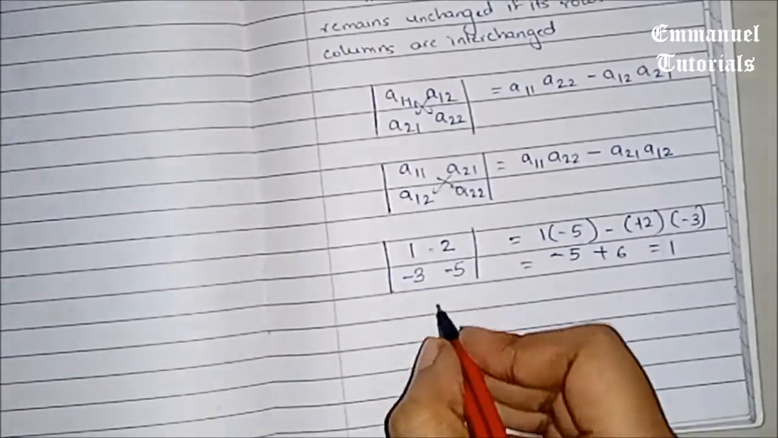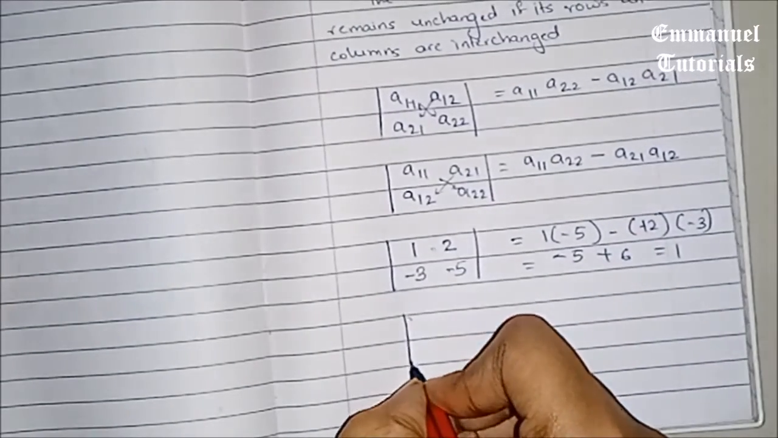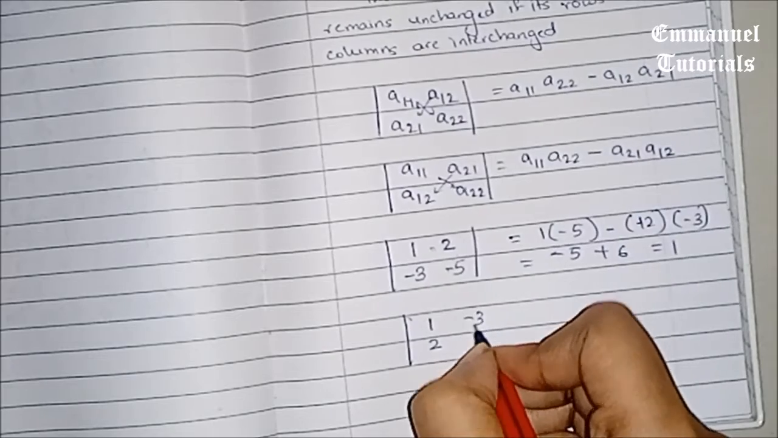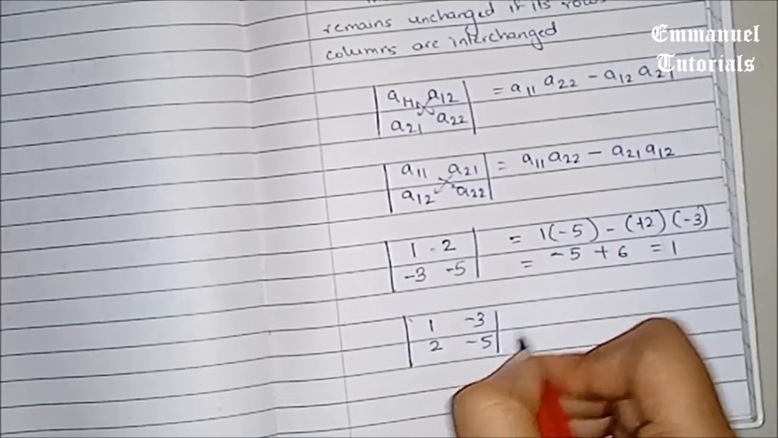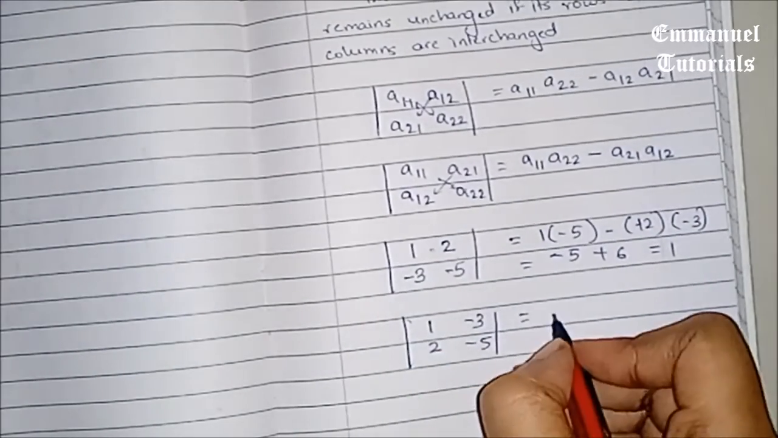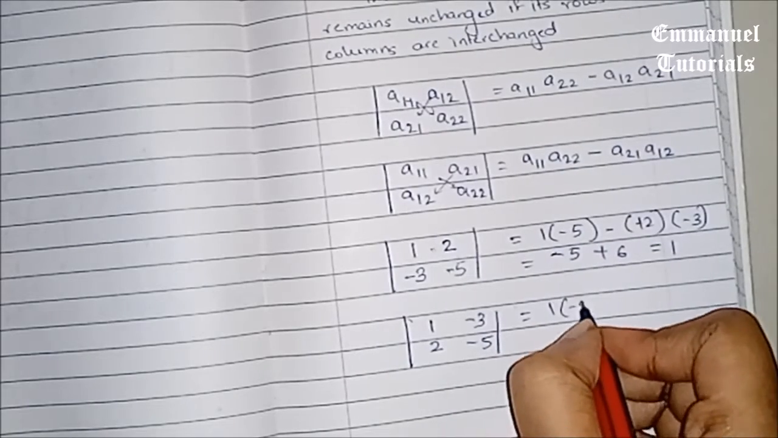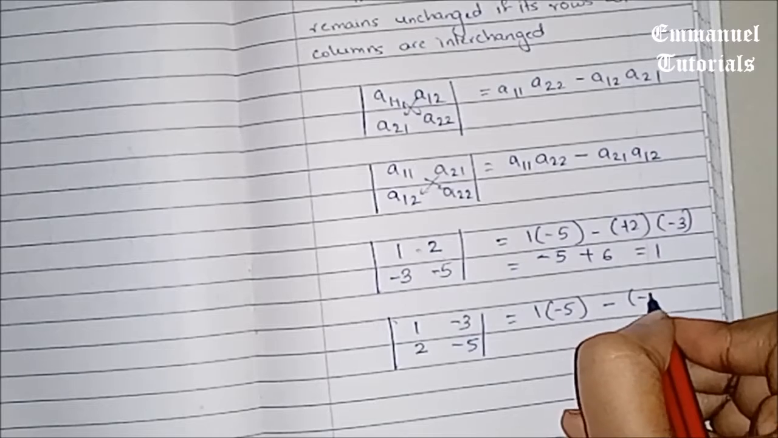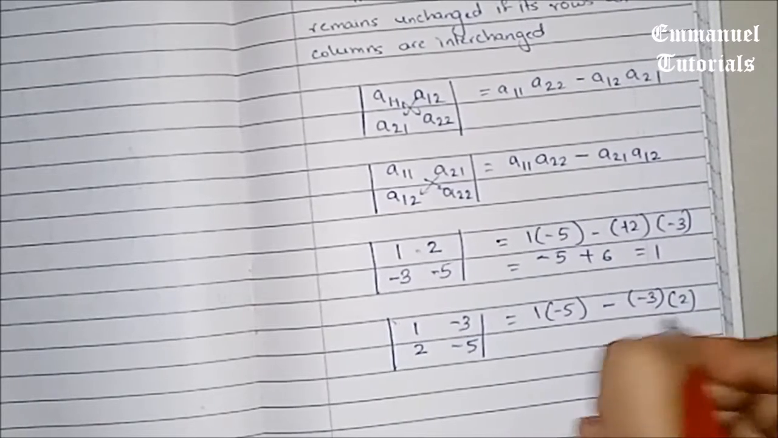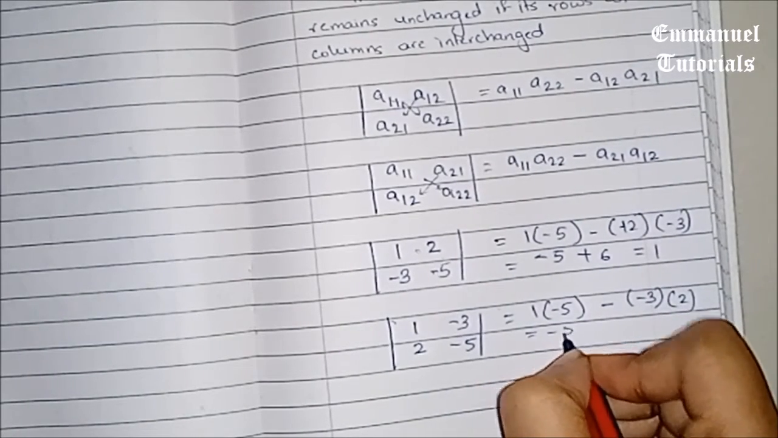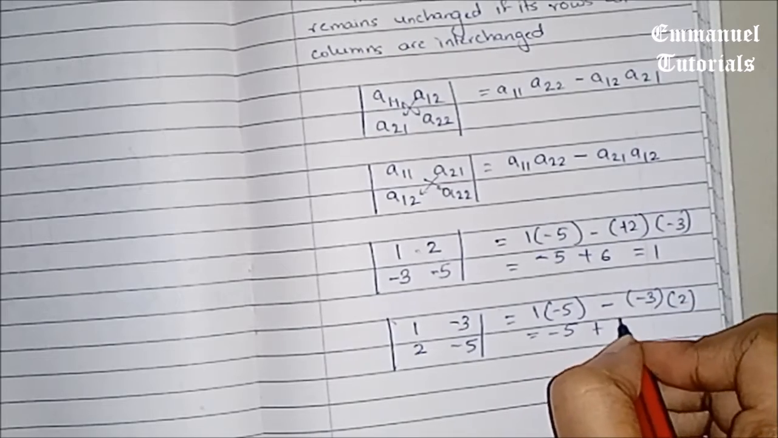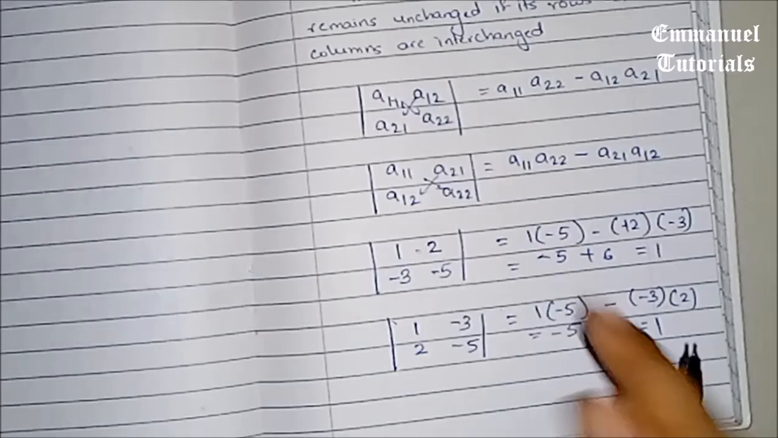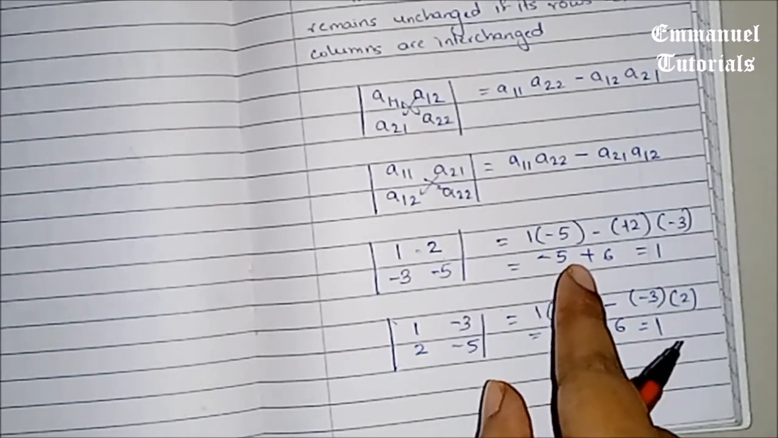Now we'll interchange the rows and columns. So what will we get? 1, 2, minus 3, minus 5. Now we'll try to solve it. 1 into minus 5 minus 3 into 2, which is again minus 5 plus 6. This is equal to again 1. So we have proved it for the 2 cross 2 matrix.